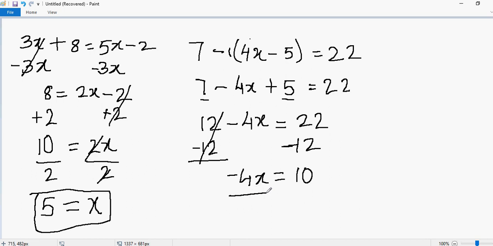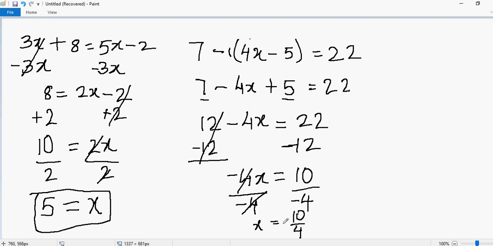So I have to divide, and this time I have negative 4. That means I'll be dividing by negative 4, because I just want x, not the negative sign. If I divide this by 4, I'm still going to get a negative sign in front of x, and I want to get rid of the negative sign as well. So I will divide by negative 4 on both sides. Negative 4 and negative 4 cancel out each other, and I have x is equal to 10 over 4.